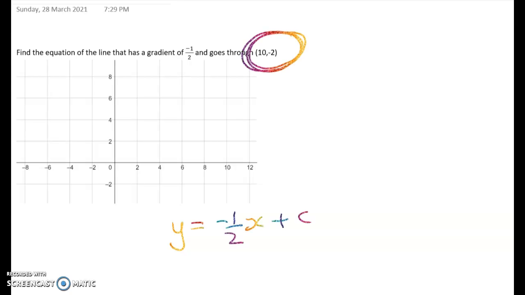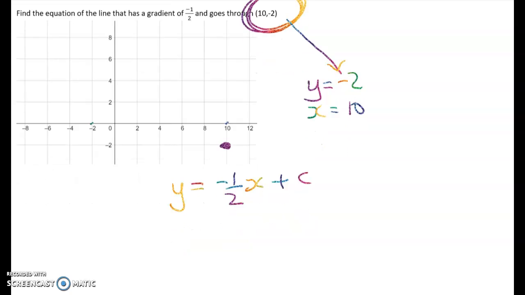And I have to substitute in this point. So the y value will be -2, and the x number will be 10. No, that's not right. The x number is 10, and y is -2. So we know that this point here is on the line.